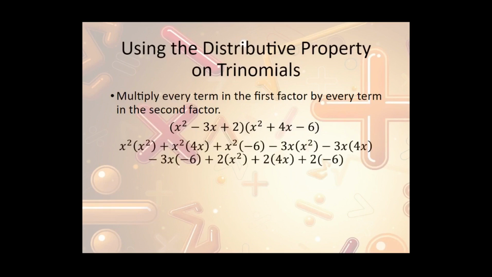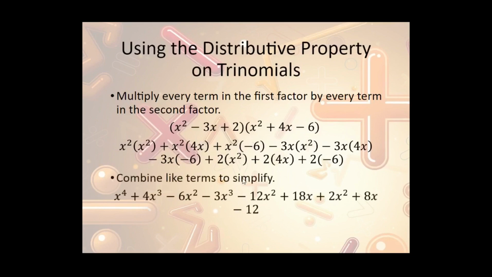So we get x squared times x squared is x to the 4th. We get x squared times 4x is 4x cubed. X squared times negative 6 is negative 6x squared, and so on. And we end up with this. Now we just combine like terms.